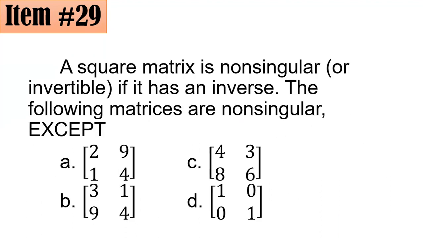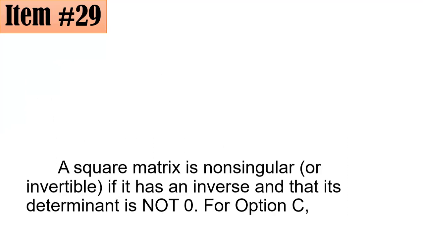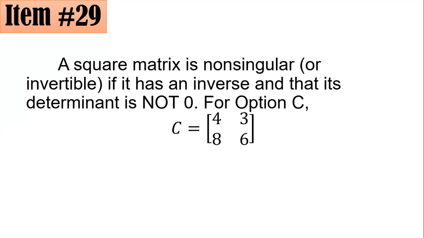29. A square matrix is non-singular or invertible if it has an inverse. The following matrices are non-singular except, okay, there is also another way to tell if it is non-singular or if it has an inverse. Remember that a certain matrix has an inverse if the value of its determinant is not equal to 0. And from here, you may check with the other options, but here let us take option C with elements 4, 3, and 8, 6.